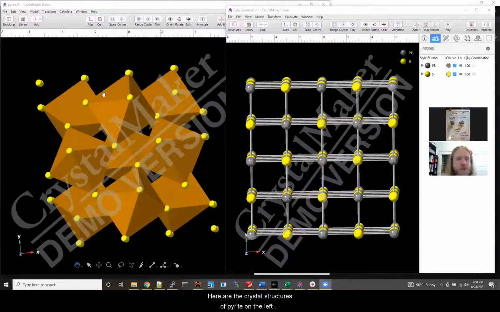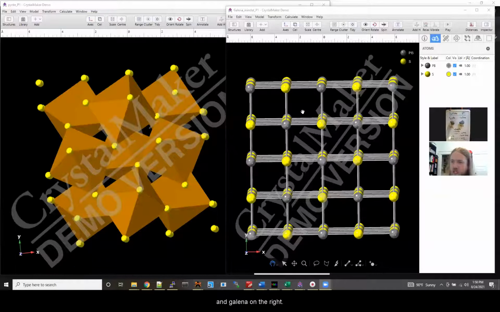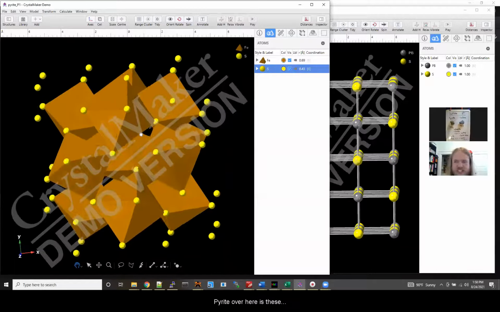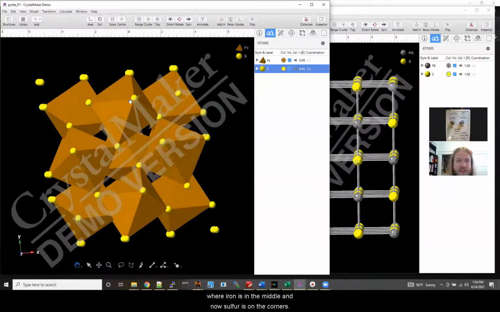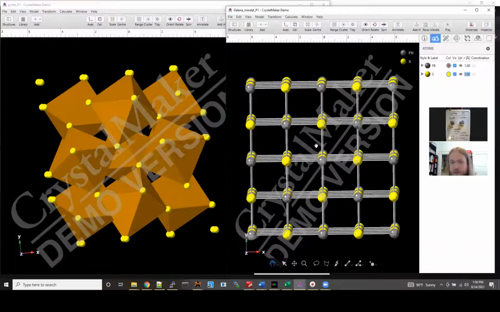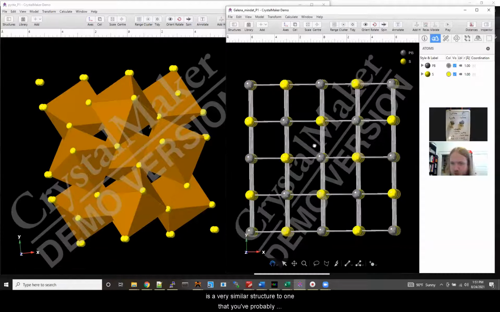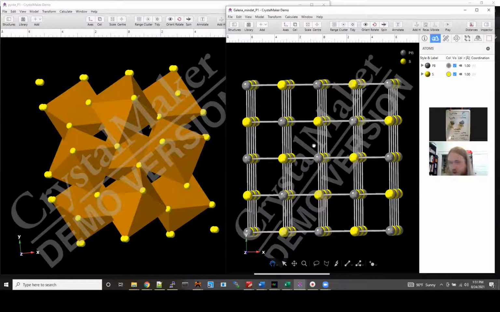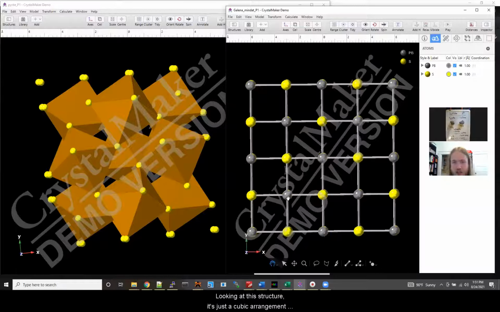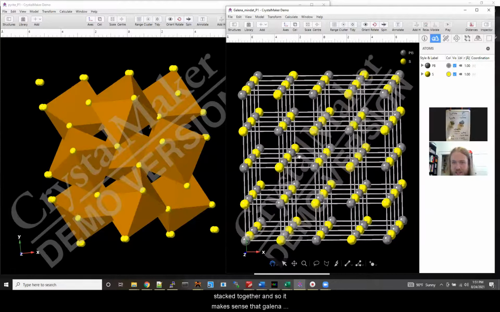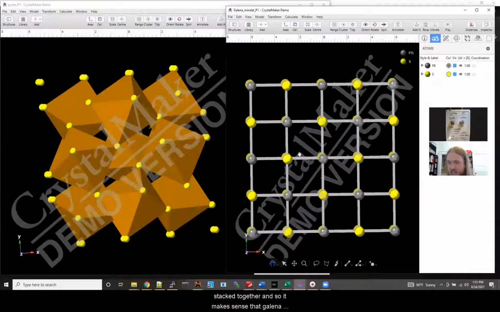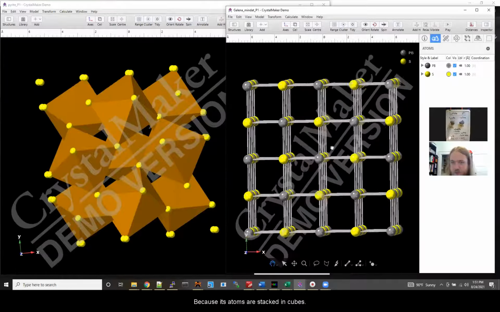Here are the crystal structures of pyrite on the left and galena on the right. Pyrite over here is these octahedra, so 8 sides, where iron is in the middle, and now sulfur is on the corners. That's why it's iron sulfide. Galena is a very similar structure to one that you've probably seen already for halite or sodium chloride. So looking at this structure, it's just a cubic arrangement of lead and sulfur atoms stacked together. And so it makes sense that galena tends to break into cubes because its atoms are stacked in cubes.